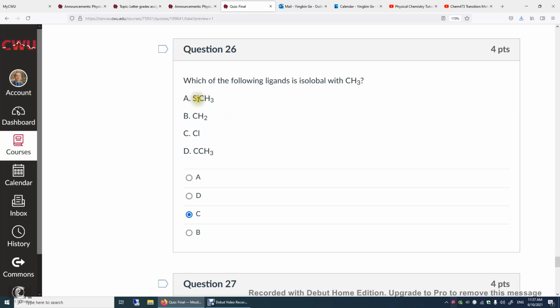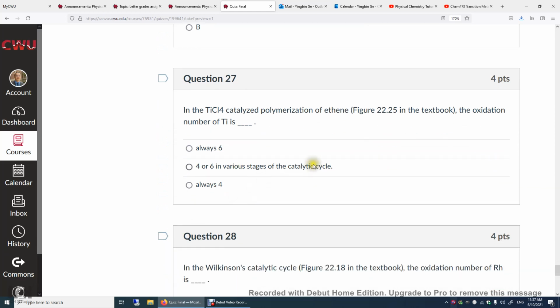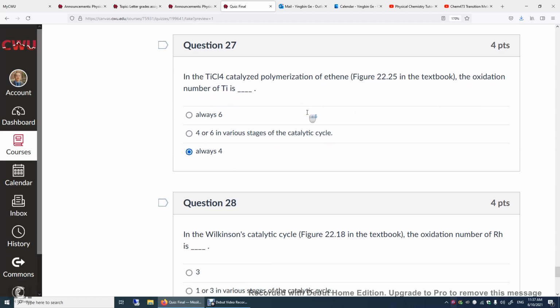All right? So A and D are actually isolobal as well. A and D are isolobal. C, chlorine, and CH3 are isolobal, so it's C. Question 27. This is pretty easy because titanium has only 4 valence electrons, so it can never lose 6 electrons anyway. And also, if you look at this catalytic cycle and count the number of valence electrons and calculate the oxidation number properly, it's going to be 4 for titanium in this catalytic cycle.